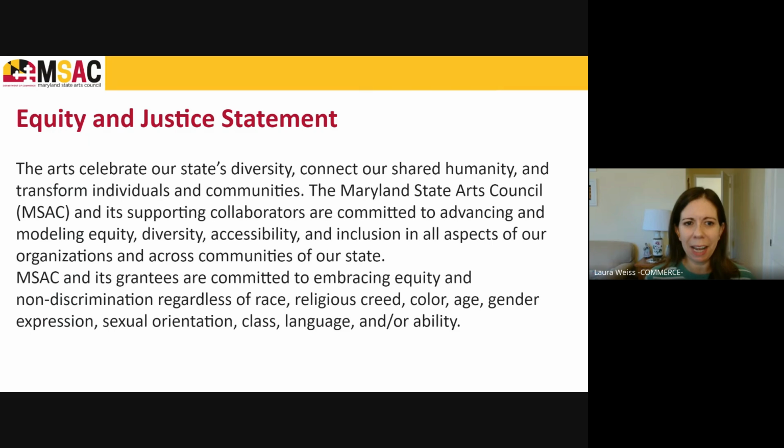Next is our equity and justice statement, and that is that the arts celebrate our state's diversity, connect our shared humanity, and transform individuals and communities. The Maryland State Arts Council and its supporting collaborators are committed to advancing and modeling equity, diversity, accessibility, and inclusion in all aspects of our organizations and across communities of our state. MSAC and its grantees are committed to embracing equity and non-discrimination regardless of race, religious creed, color, age, gender expression, sexual orientation, class, language, and/or ability.